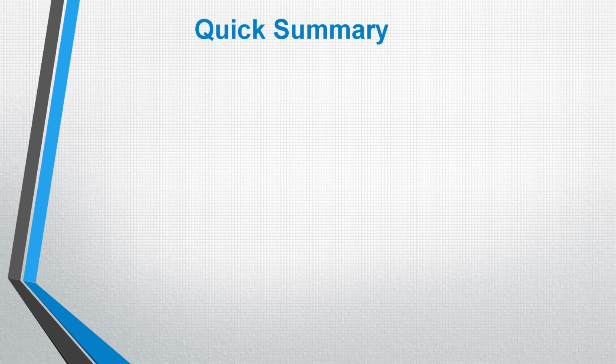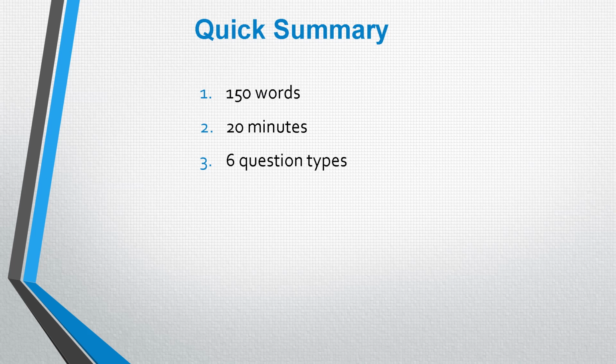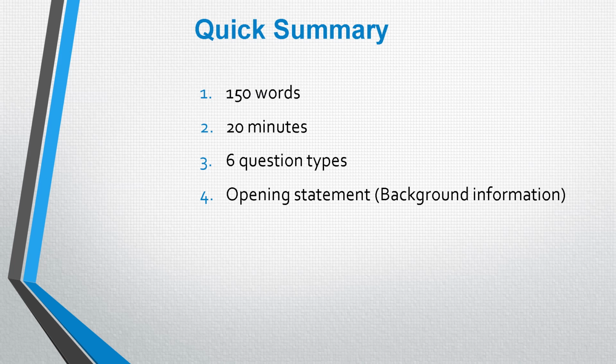So here's a quick summary of what we've covered in this video. We now know that you have to write at least 150 words and that you need to spend 20 minutes writing your answer. We've seen the 6 different types of letters that you might have to write. We've noticed that all the questions give us an opening statement which contains important background information. This is then followed by an instruction sentence telling you who to write to, and then you're always going to see 3 bullet points that tell you what you have to write about.